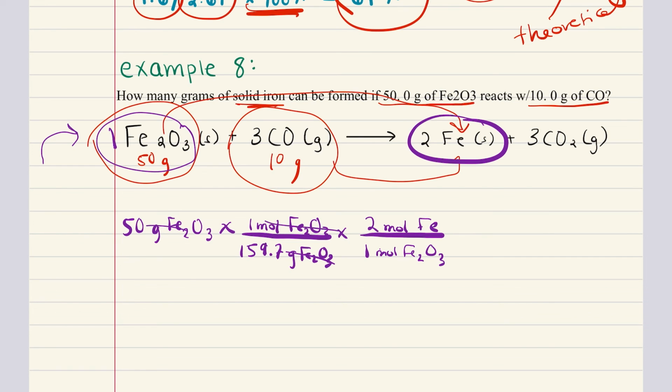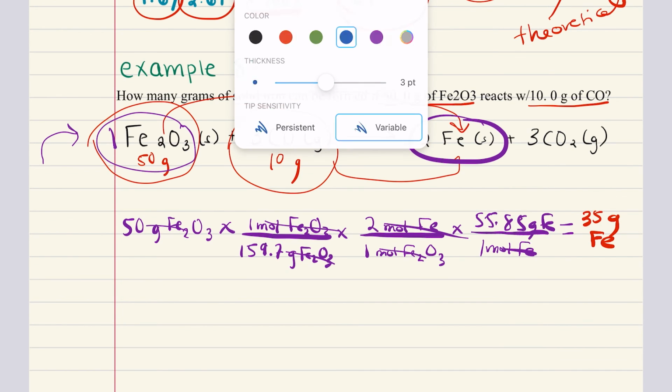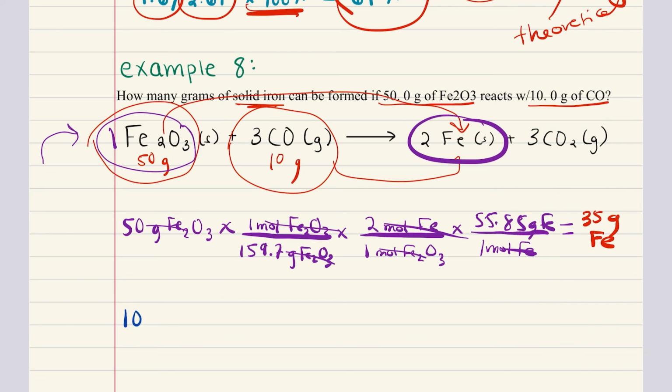Okay, and now our last step is to convert moles of iron to mass of iron using molar mass. So the molar mass is 55.85 grams of iron for 1 mole of iron. All the units cancel out except grams of iron, and what we get if we calculate this is 35 grams of iron. Beautiful. Now we want to do the same exact thing, but with the carbon monoxide reagent.